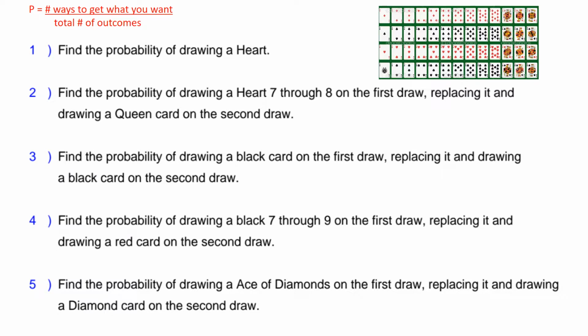In this video, I'm going to show you how to set up the first 5 problems on this worksheet. Before we start, I would point your attention to the top of the page, how to calculate probability. It's the ratio, right? It's a fraction. The numerator is the number of ways to get what you want, and the denominator is the total number of possible outcomes or things that could happen.